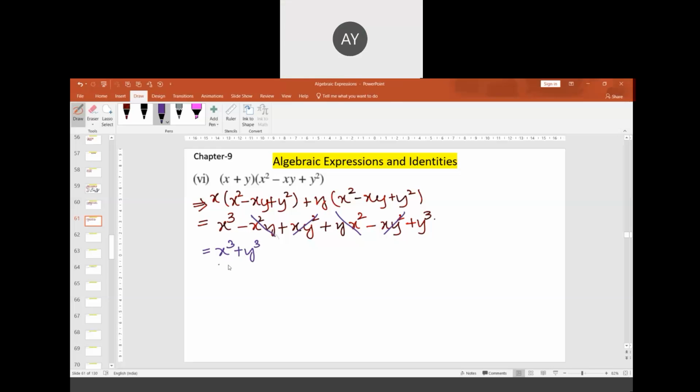If you remember, in one of the identities I told you, you will learn in class 9th, x cube plus y cube is x plus y into x square minus xy plus y square. The same identity is given. The thing is they have given the right hand side, and we are proving that it is equal to the left hand side.